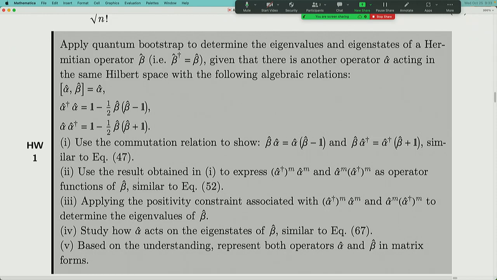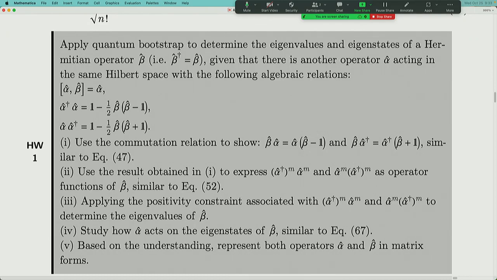You can see I'm describing this problem in a very abstract way. I didn't write down what this Hermitian operator is supposed to be as a matrix, right? I didn't write down this matrix, so you don't know how to write down a matrix and diagonalize that. You have to rely on the algebraic relations.